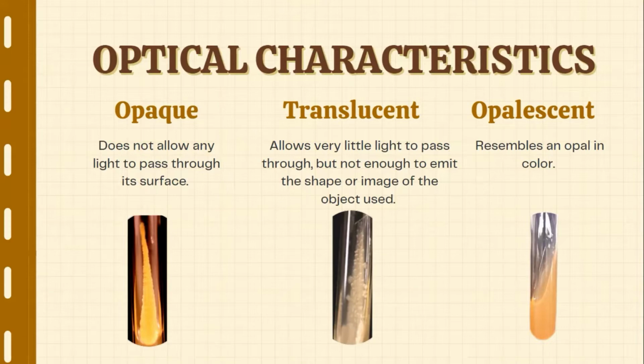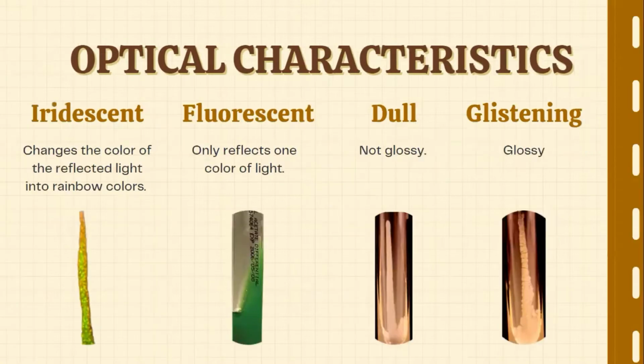It can be opalescent, wherein it resembles an opal in color. It can also be iridescent, wherein it changes the color of the reflected light into rainbow colors. It can be fluorescent, wherein it only reflects one color of light. It can be dull, wherein it is not glossy, and glistening, wherein it is glossy.